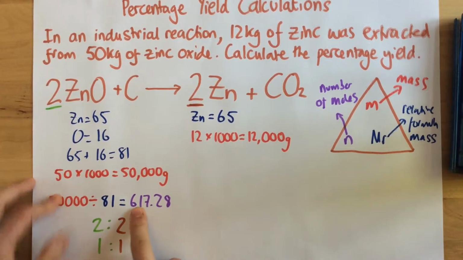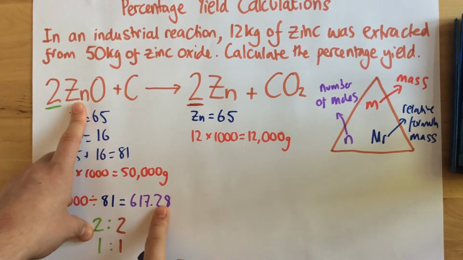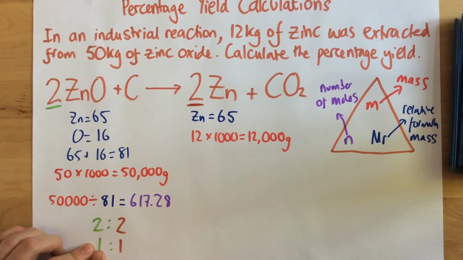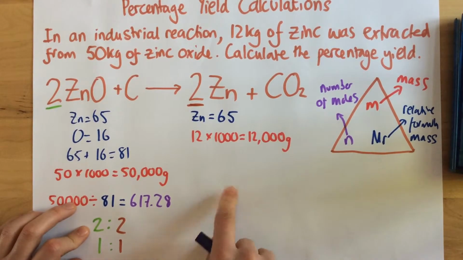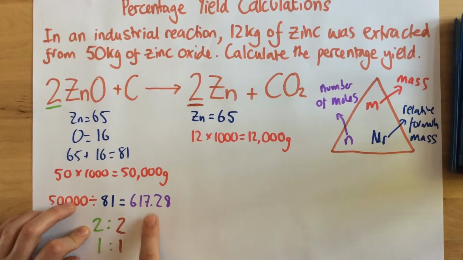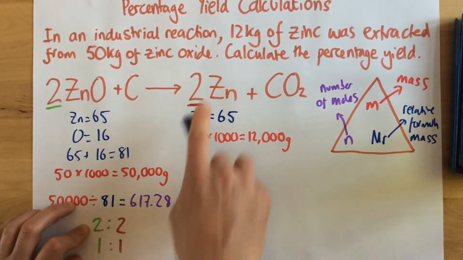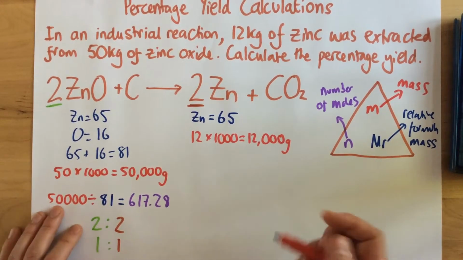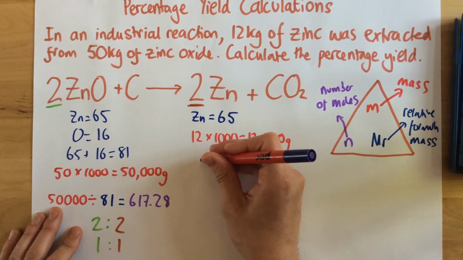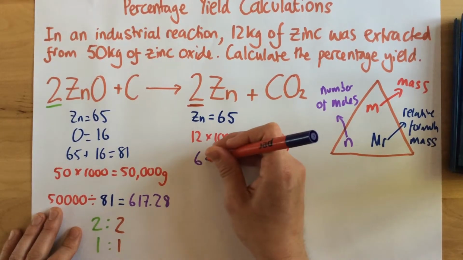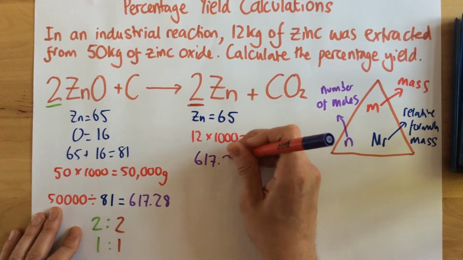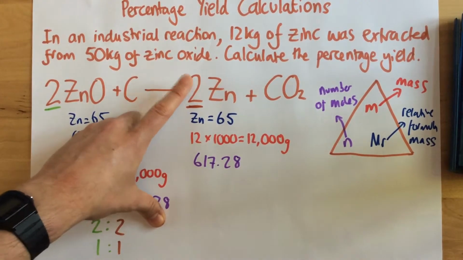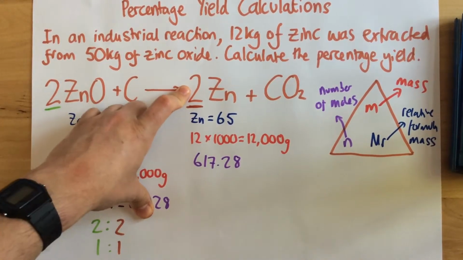It also means if I have 617.28 moles of this, it will produce, because it's 1 to 1, the exact same number of these atoms. So the number of moles is going to be exactly the same for here because it's a 1 to 1 ratio. So my number of moles is 617.28.